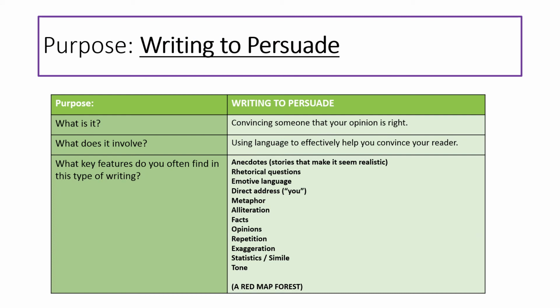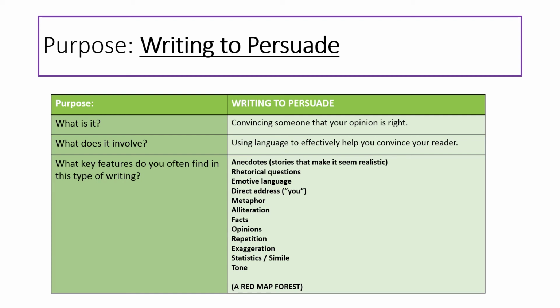Okay, writing to persuade. Now this is something that you should all be familiar with. You've done lots of this since even primary school. So persuasive writing is convincing someone that what you think is right, that you are correct with your viewpoint about something. So you have to use your language. It's all about using language as your weapon, if you like, to convince your reader that you are correct with something. Now this is where a red map forest really comes into its own.